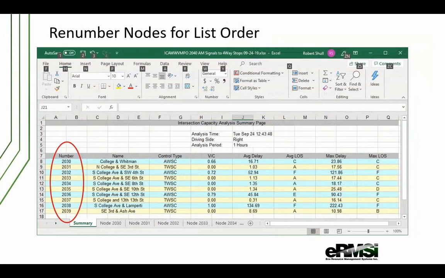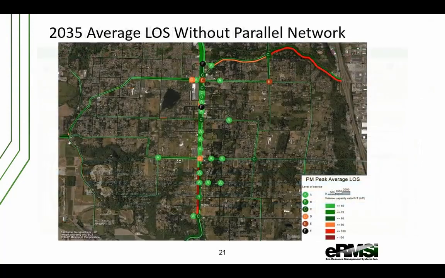One other thing that we did is we renumbered the nodes for the LOS analysis, because the output always reports them in node order. And so we just changed the numbers. I mean, it's pretty simple. Just to have them in alphabetical order or the order that we wanted, we renumbered those nodes to make that easier.